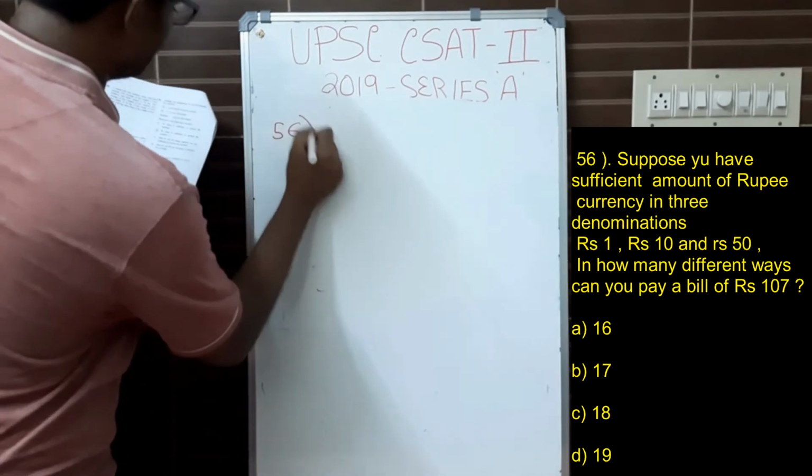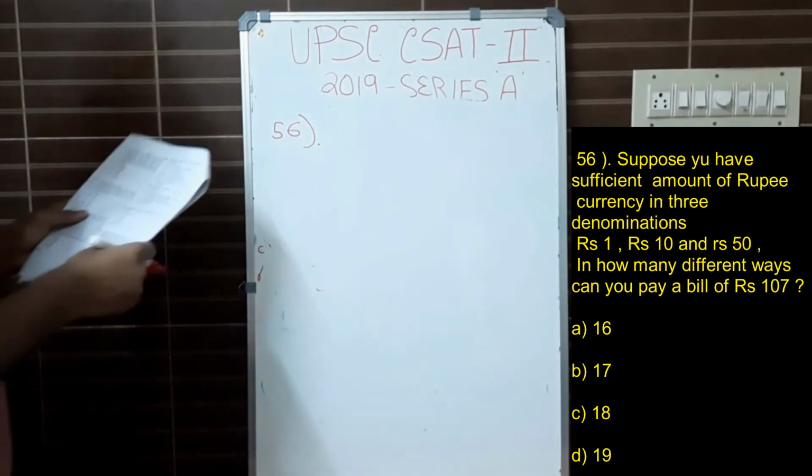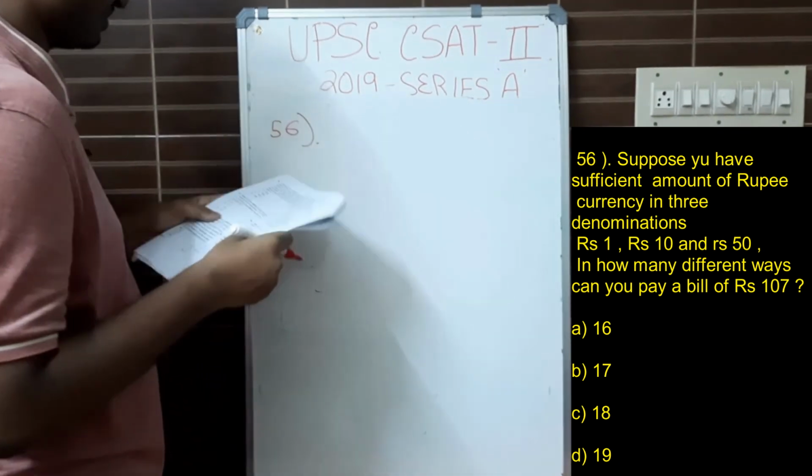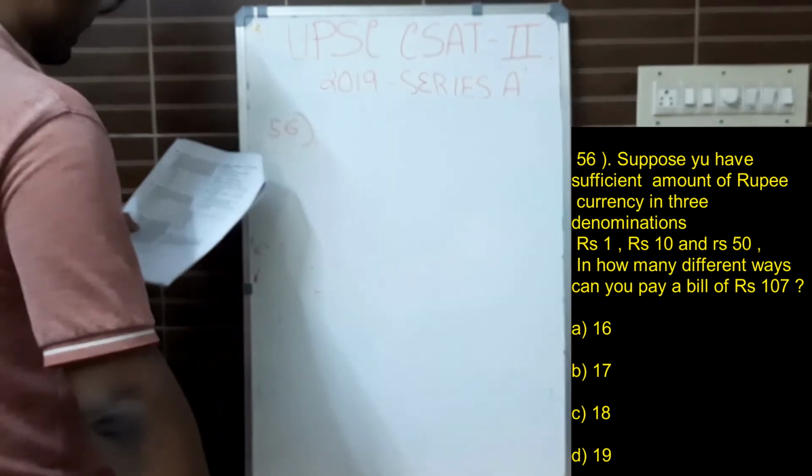In question number 56, suppose you have a sufficient amount of rupee currency in three denominations, rupees 1, rupees 10 and rupees 50. In how many different ways can you pay a bill of rupees 107? Option A 16, option B 17, option C 18 or option D 19. 56th question, this is a very interesting question. If you try to solve it in the normal method, you will not be able to solve it.